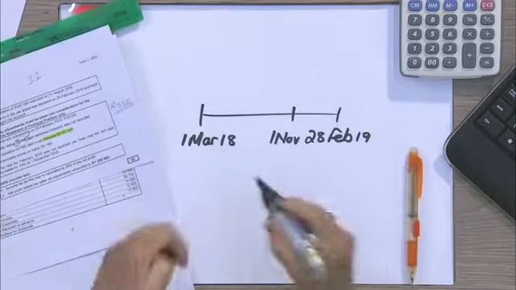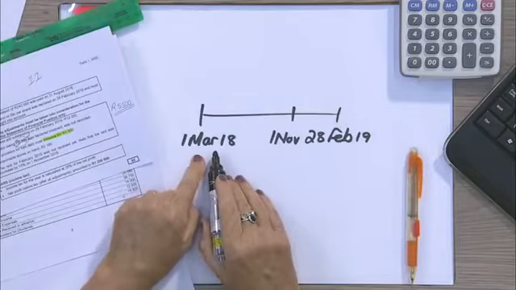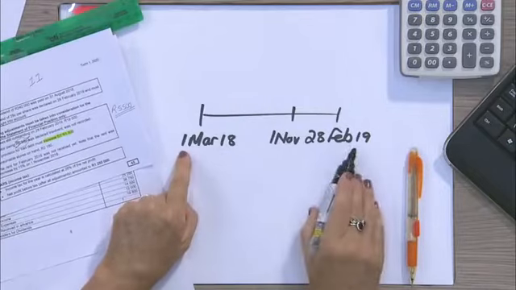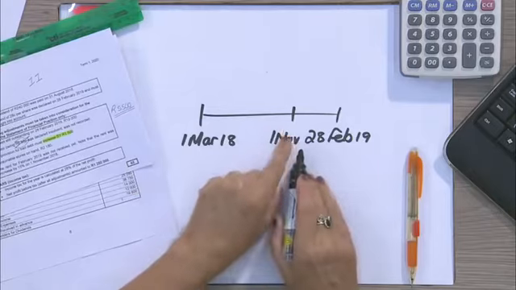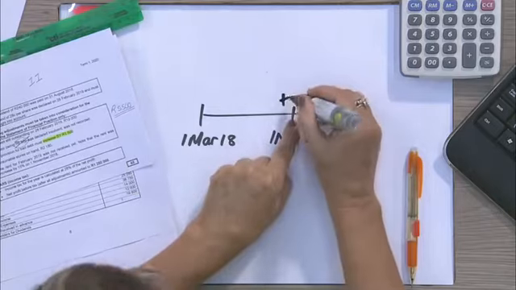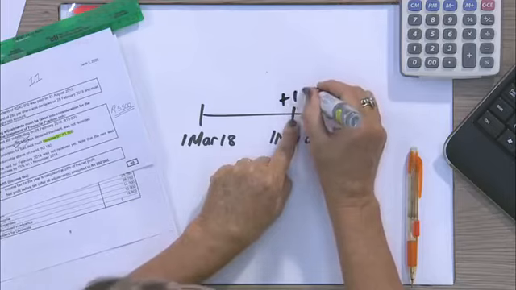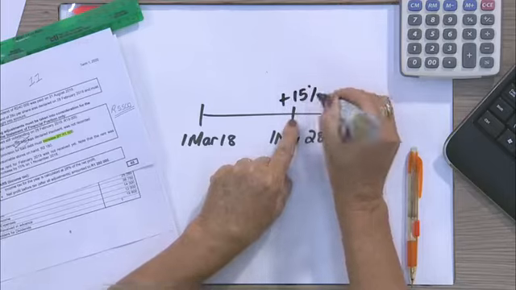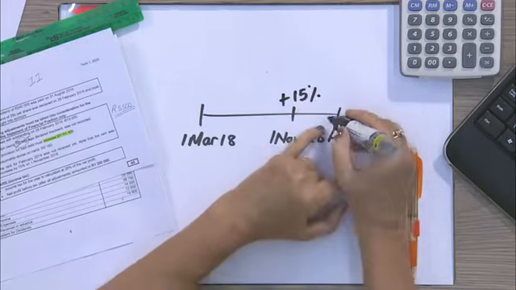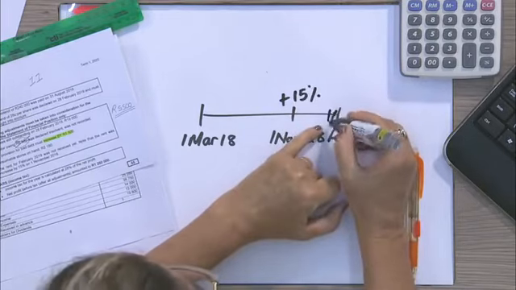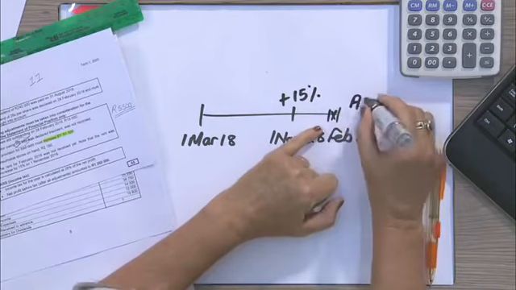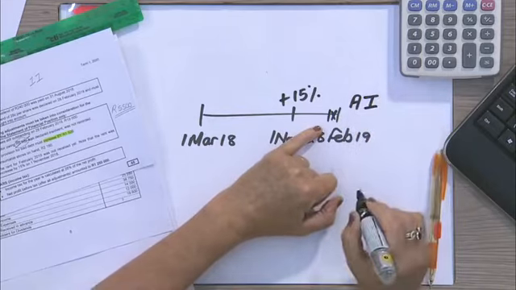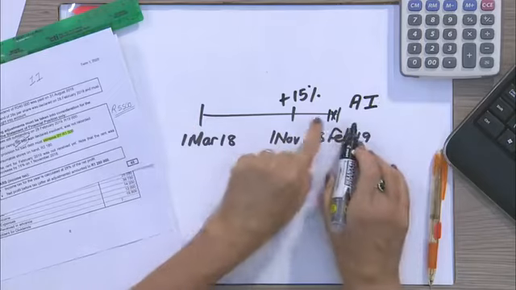Now, I've already drawn my timeline. For rent, you definitely need it. My year ended February 19, so it started there, and that's the increase. So on the increase date, I will write plus 15%. If they say February has not been received, I'll do this. I'll also know it's then going to be an accrued income. And now I count the months.